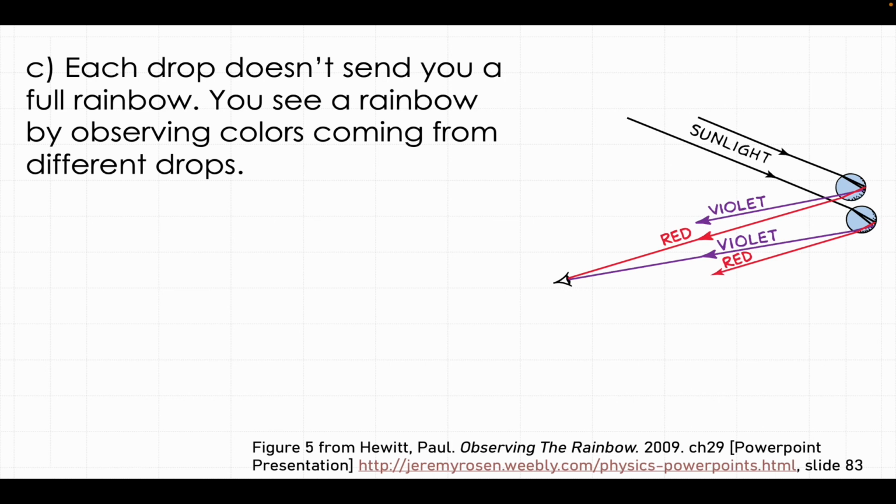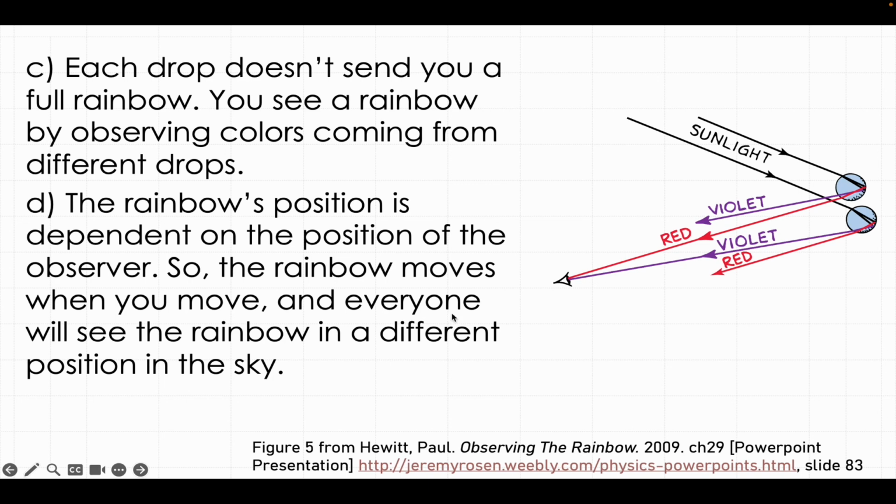Now, each drop doesn't send you a full rainbow, even though each drop does send out all the colors. You see a rainbow by observing colors coming from different raindrops. So in figure 5, we see just 2 raindrops shown, where the top raindrop gives us red and the bottom raindrop gives us violet. The rainbow's position is dependent on the position of the observer. So if the observer moved up here, they would see the violet coming from this top raindrop, and that would make the rainbow move in the sky. And that means everyone will see the rainbow in a different position in the sky.